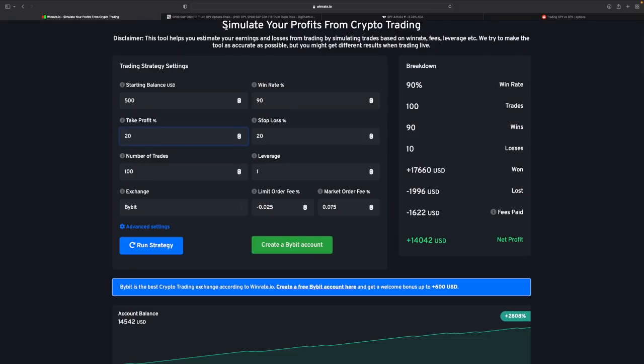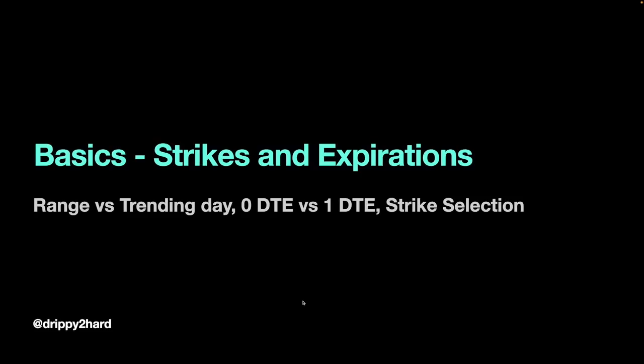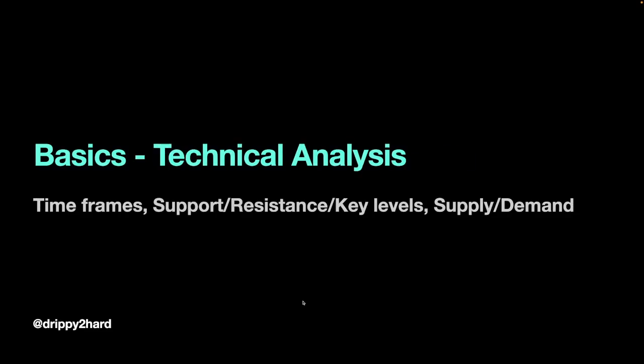So the strike selection part is, again, as I told you, and for SPX just multiply by 10, so 10 points, 20 points, 30 points. And then let's move on to some other things.